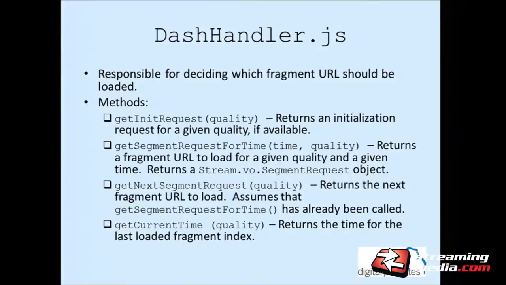Our Dash handler JS is the class that's specifically responsible for knowing which segment to request next. There are a couple of core methods in here. The two that you'll interact with most frequently are get next segment. Assuming you're playing back linearly, one segment's done and you want the next one, you simply tell it get next segment and it takes as an argument what quality.